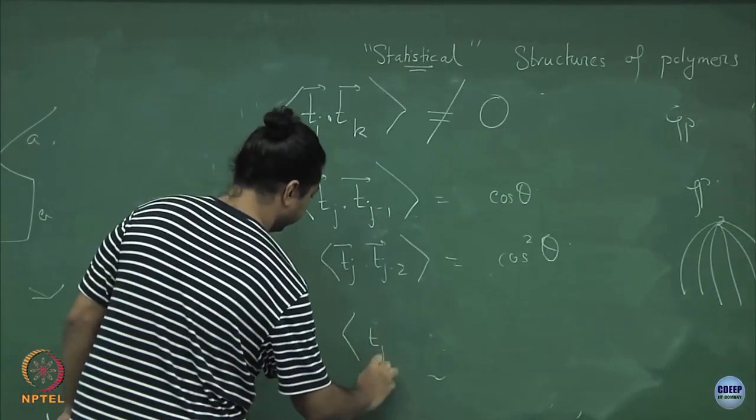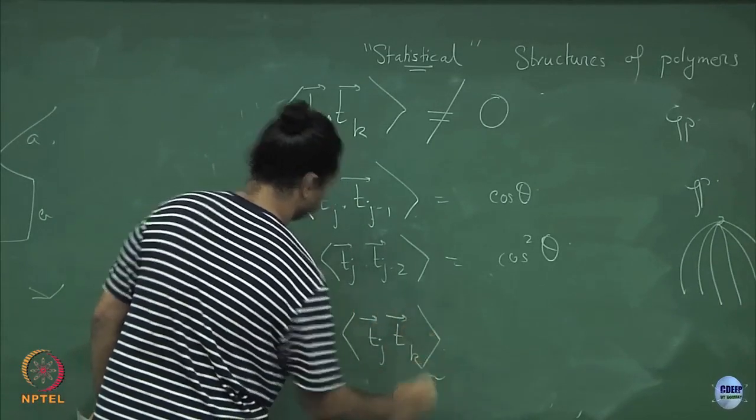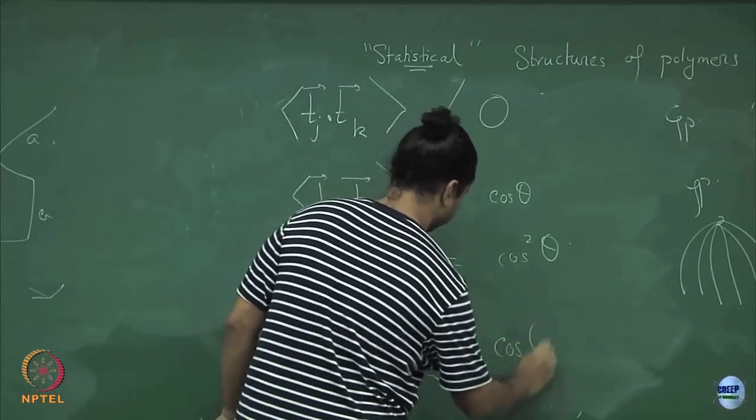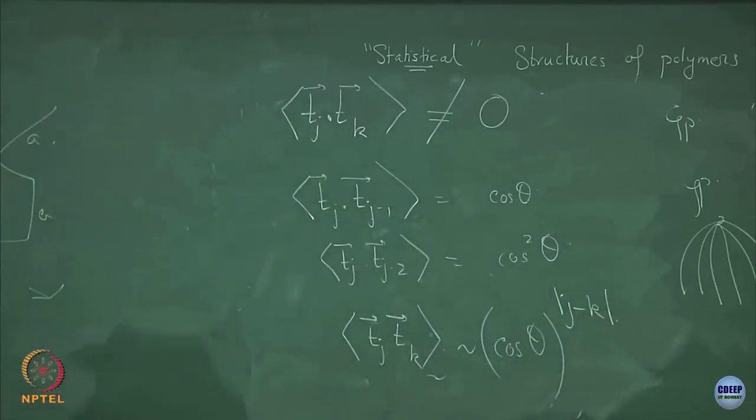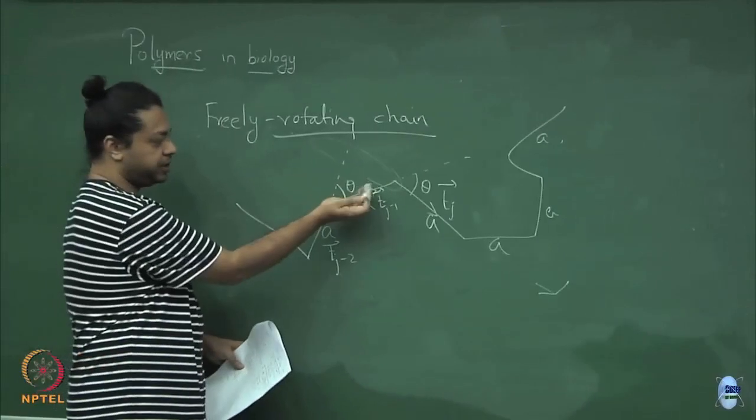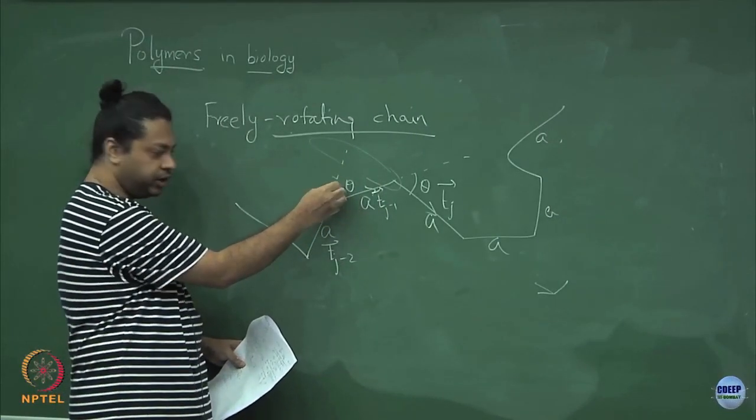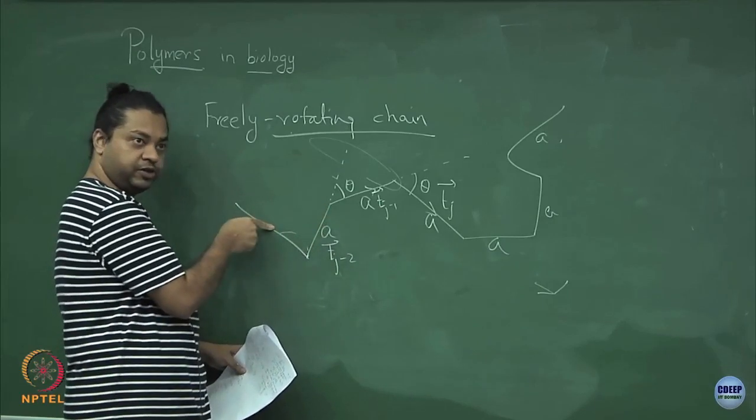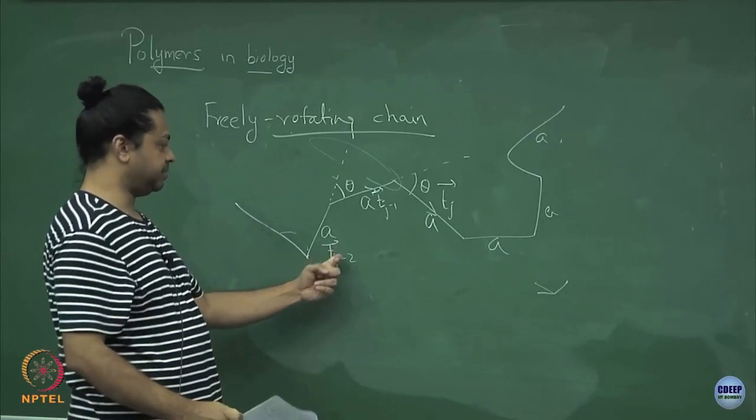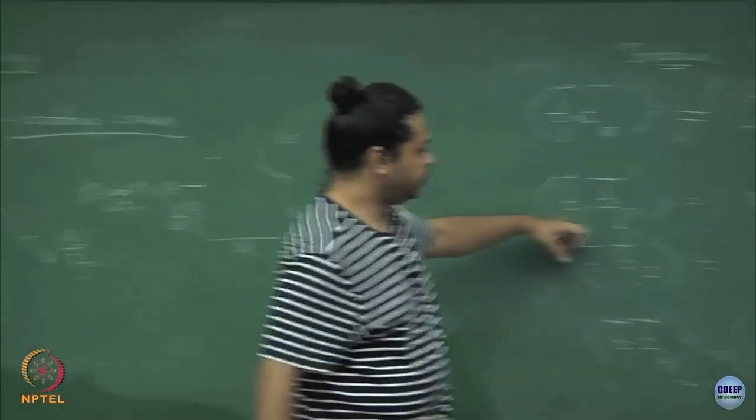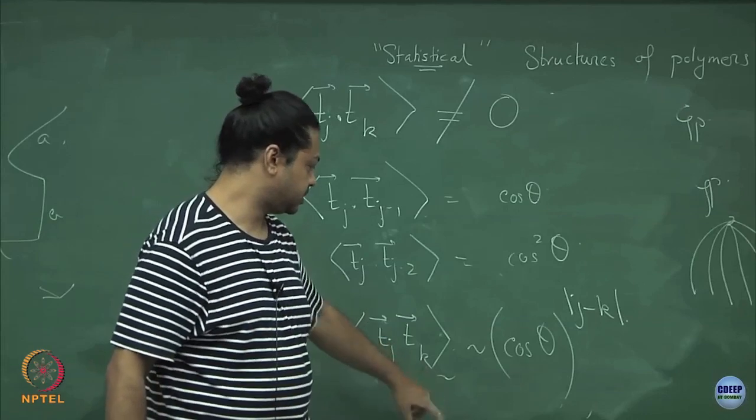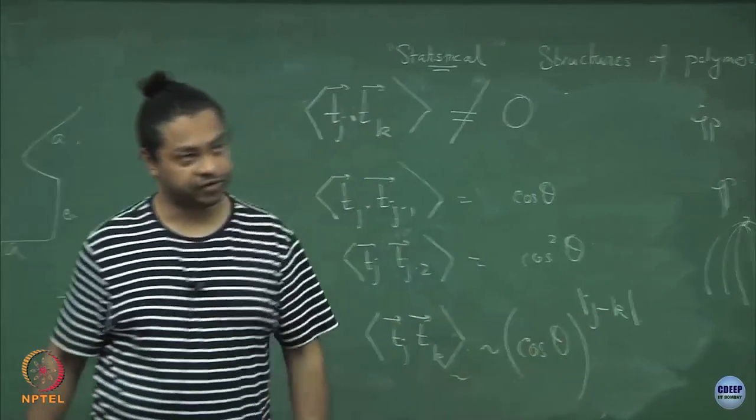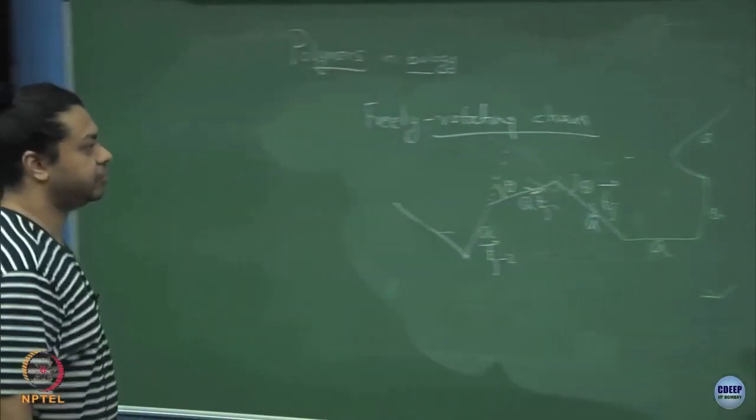Similarly, in general, if you write Tj dot Tk, the tangent-tangent correlations, this will go as cos theta to the power of mod j minus k. Basically, when you do this averaging, the only component that you carry through is this cos theta component. From here again, you carry the component onto the next one, the cos theta component of that Tj minus 2 onto j minus 3. Every time you go back a monomer, you pick up a cos theta. So, for the tangent-tangent correlation between two monomers separated by j minus k, you pick up that many cos thetas. That is how your tangent-tangent correlation decays.